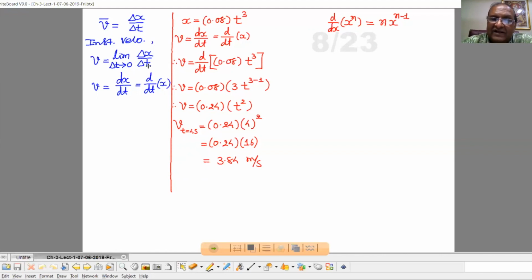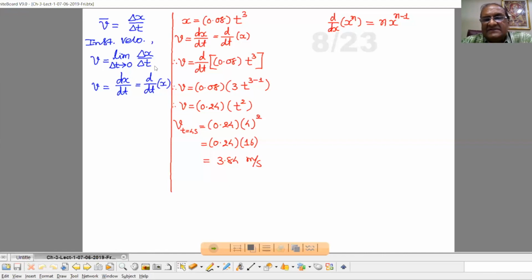So symbolically, you can represent this process of calculation of instantaneous velocity in the form of equation as limit. So symbol of limit, that is LIM, delta t tends to 0. This is the condition, and for this condition we are calculating this ratio delta x by delta t.